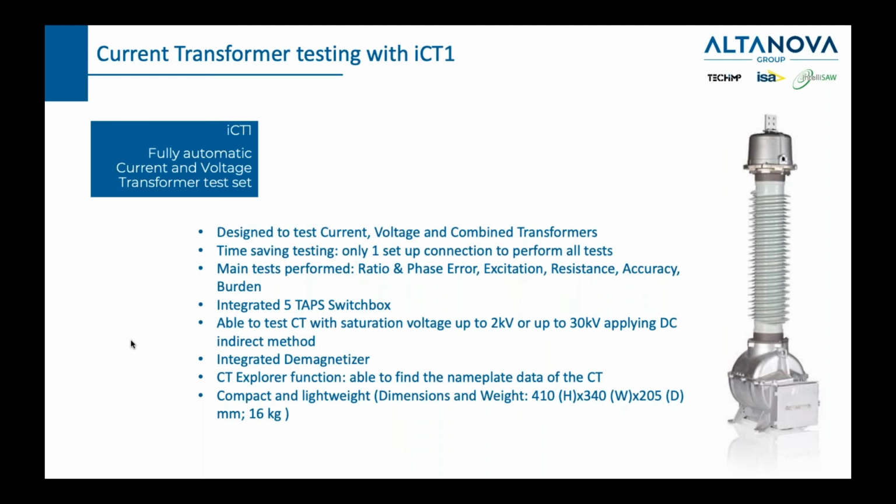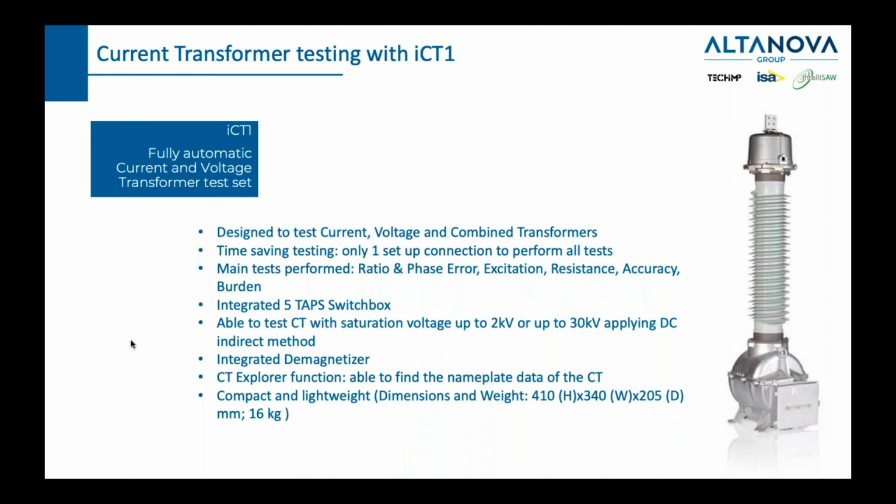iCT1 also carries an integrated demagnetizer inside. Demagnetizing is very important every once in a while because you can have a CT working all the time at the limits of its saturation and you wouldn't know that. But as soon as the fault comes, you would have wrong readings on the secondary side. So it's a good practice every few years maybe to demagnetize your current transformers to be sure what their working point is.